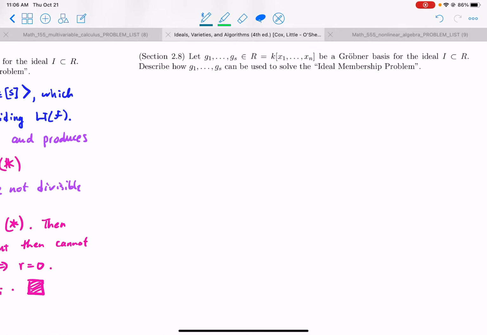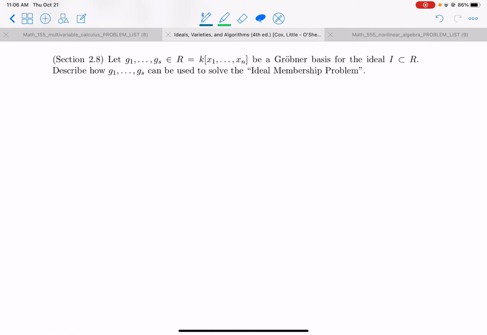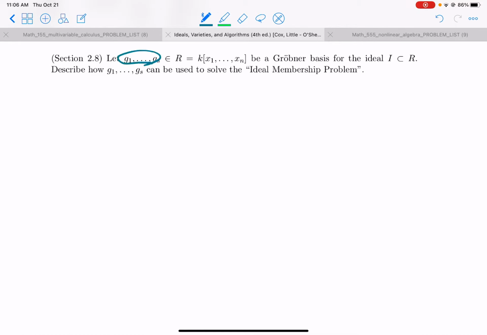So let's see. Let the G's be a Grobner basis for some ideal. Describe how these Grobner basis elements can be used to solve the ideal membership problem.